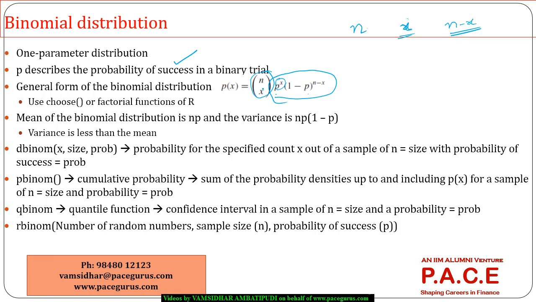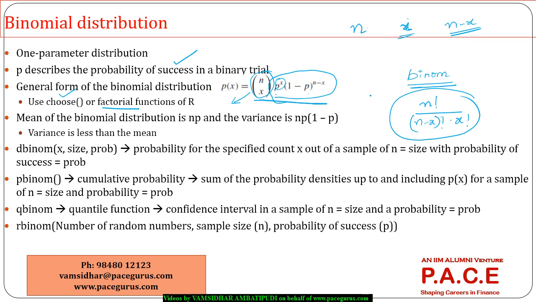So n number of experiments being taken up, probability of success is p. So that's where the probability density function becomes nCx p to the power x (1 minus p) to the power n minus x. So I can directly use binom as a function, right? We'll use that. But at the same time, if I really want just the nCx value, I can use the choose function or factorial, because nCx is nothing but n factorial divided by (n minus x) factorial times x factorial.